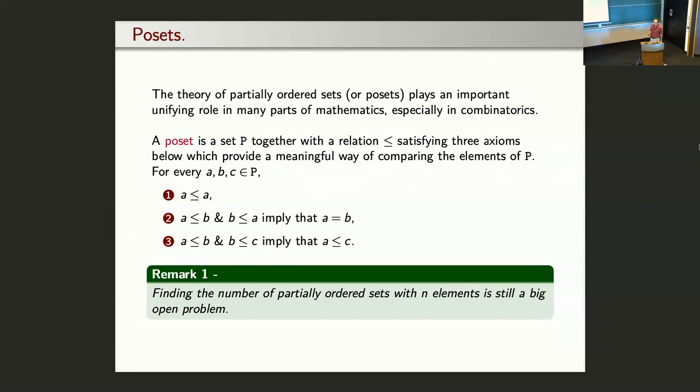we want the following conditions. Every element should be less than or equal to itself. If an element is less than or equal to another element, and if that other element is less than or equal to the first element, they better be equal. This is a natural thing to ask for. And also we want transitivity. If A is less than or equal to B and B is less than or equal to C, then that should imply A is less than or equal to C.